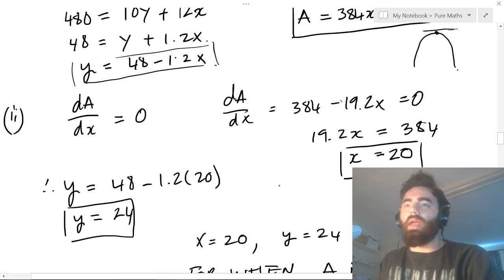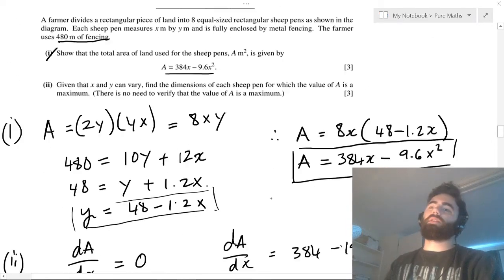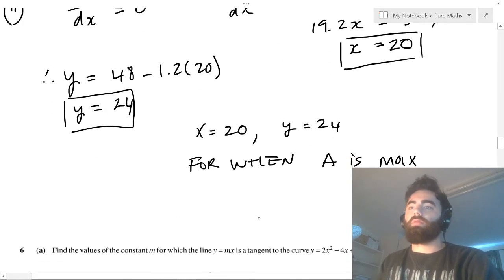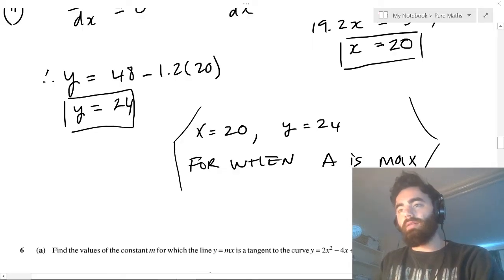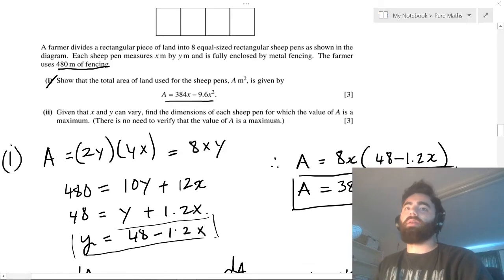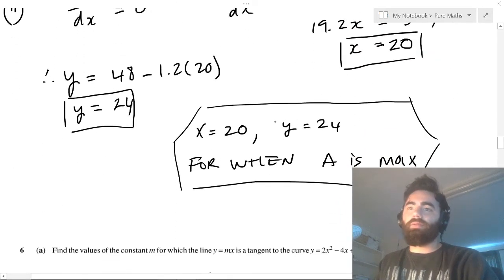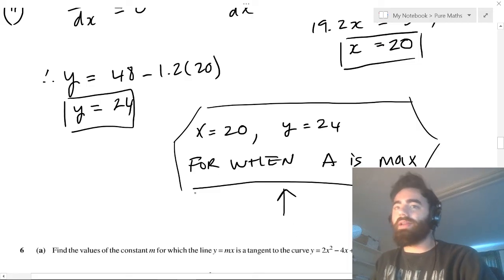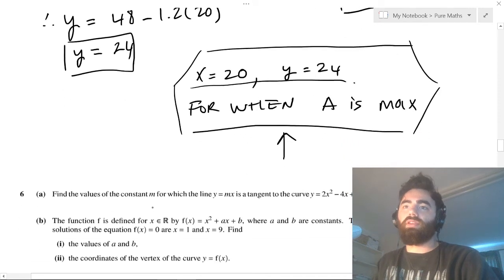So when the area of the pen is at its maximum is at these dimensions. You know, so it's kind of handy for the farmer, right? If he wants to maximize his land with a certain amount of given fencing, well, we did it for him. We showed him, this is if you want it maximized, use these dimensions for each pen.